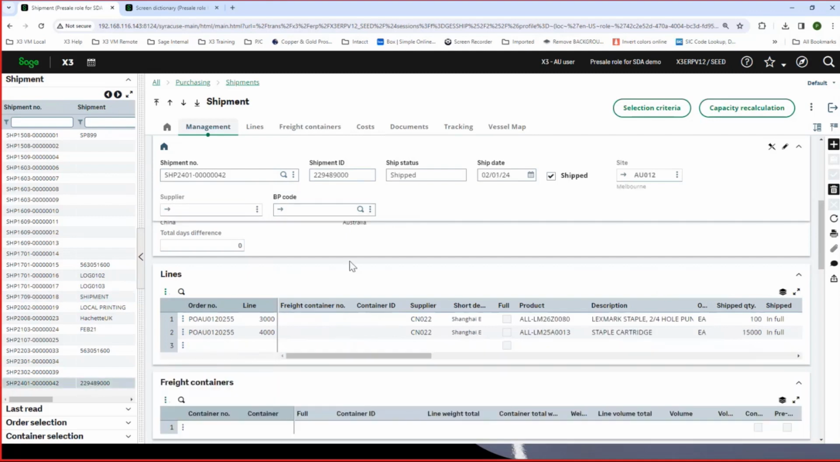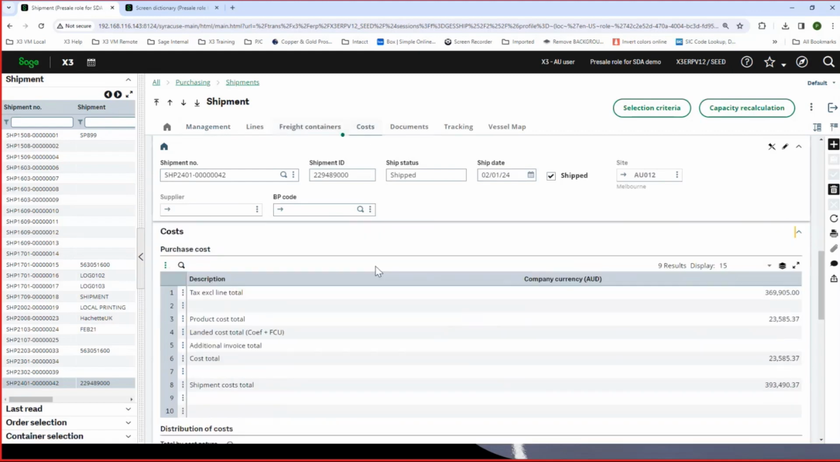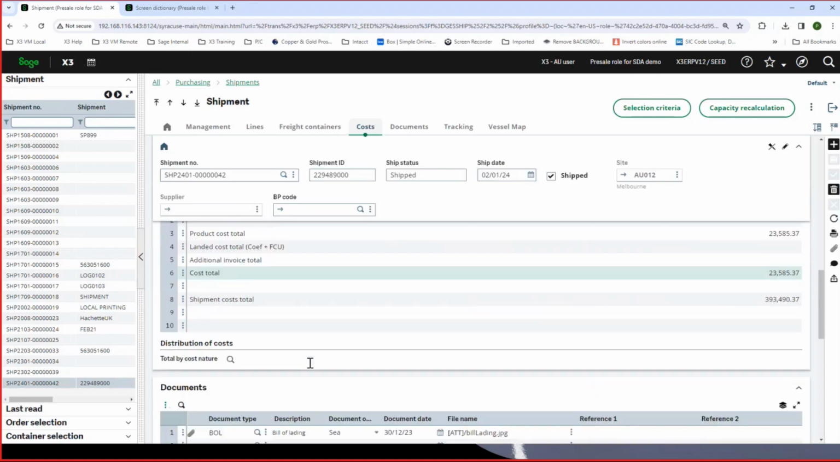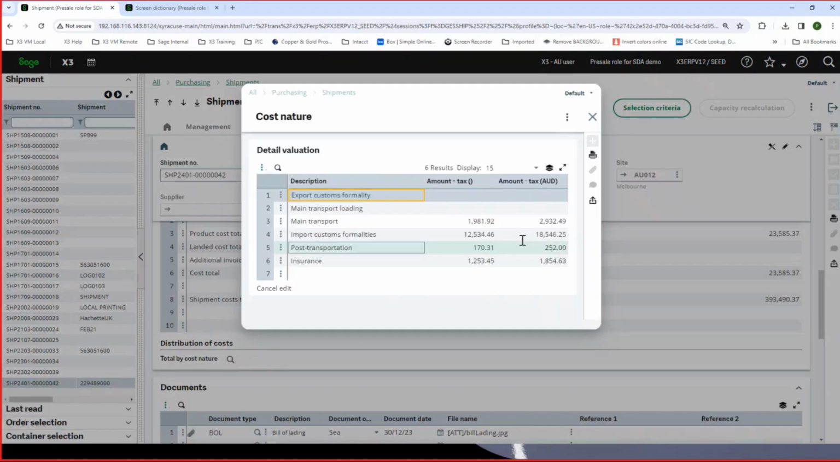Let's return to our original shipment. As indicated before, I've got my total costs here for all the lines, all the containers that I've added to my shipment, and the same thing by nature that we saw before at purchase order level.